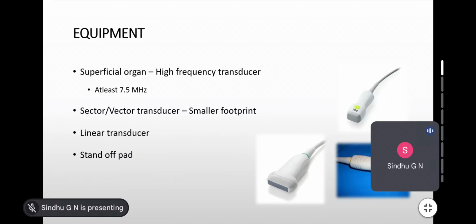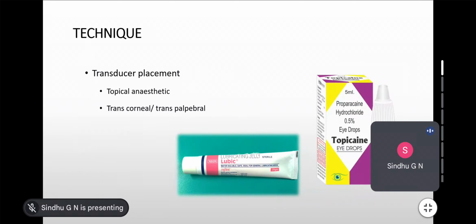For the placement of the transducer, we have to use a topical anesthetic, preferably proparacaine 0.5 percent. One drop at 5 minute intervals, 3 to 4 times, will give enough analgesia. Then we can place the probe either over the cornea, or close the eye and keep it over the eyelid, or palpebra.